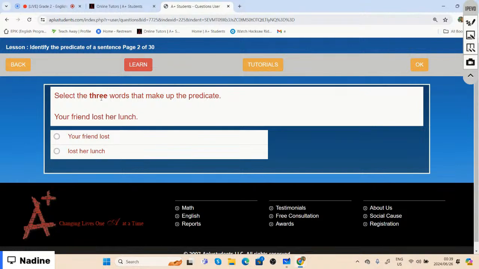All right, select three words that make up the predicate. It says your friend lost her lunch. Your friend lost her lunch. What are the three words that make up our predicate? Is it option one, your friend lost, or is it option two, lost her lunch? Look at the verb first, then all the other words that come after the verb.